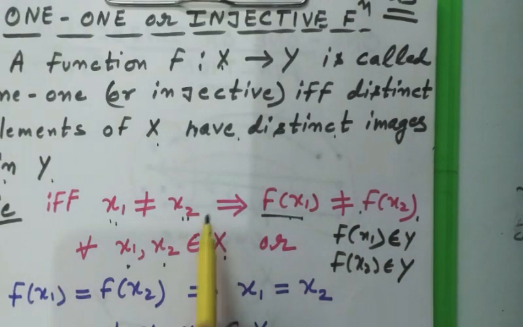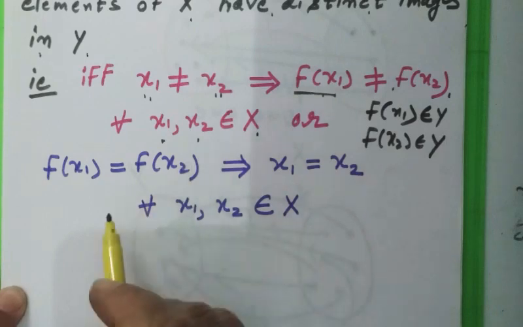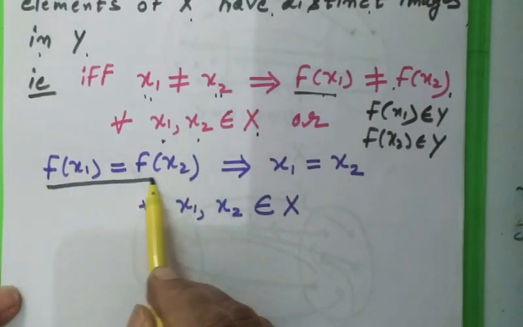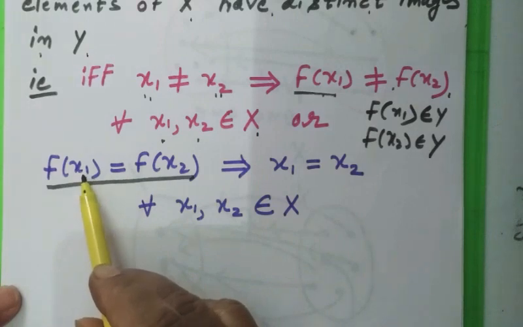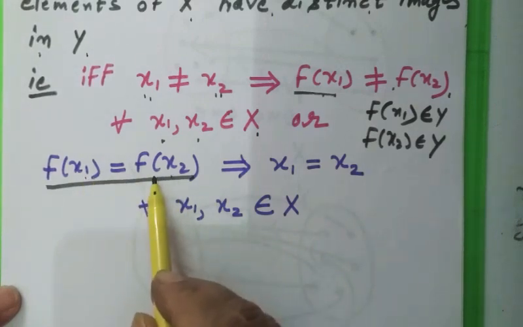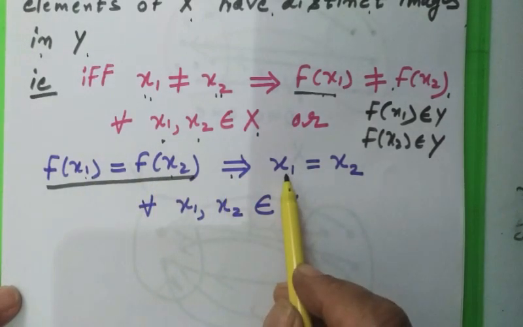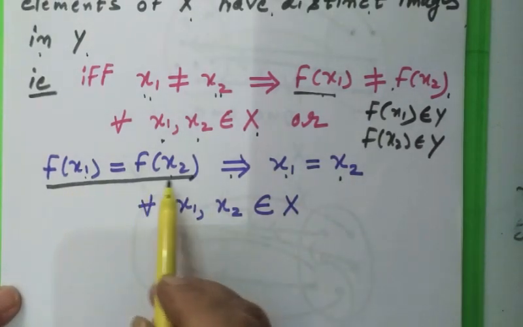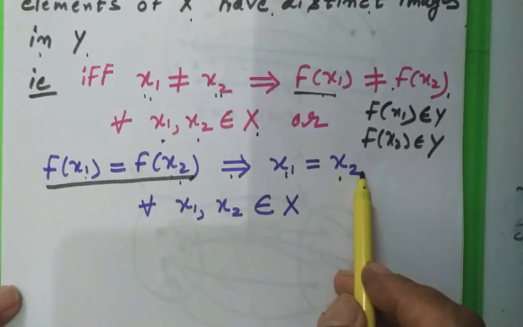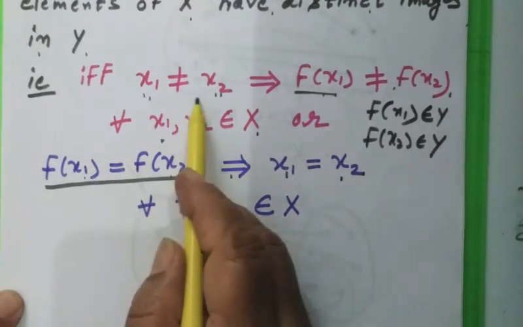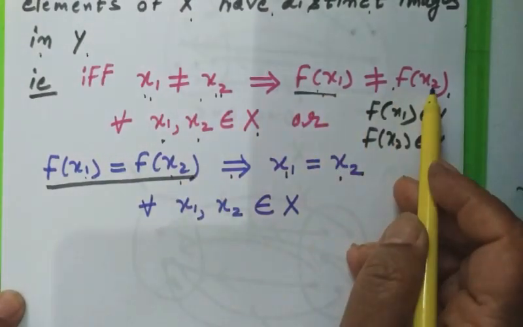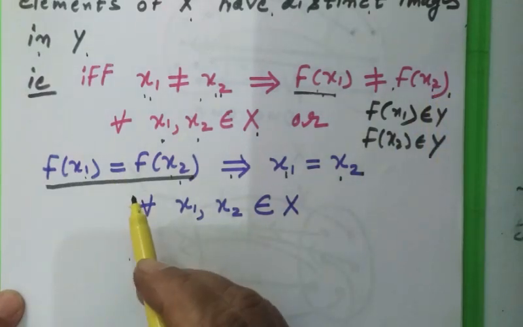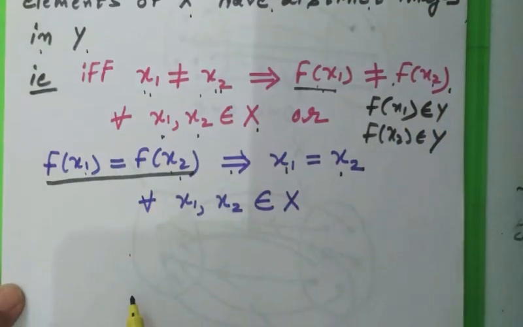This is one way of saying it. The other way of describing the same thing is, if by chance the images of two elements x1 and x2 were the same, then the elements x1 and x2 were also the same. If images are the same, elements are also the same. If elements are different, images are also different. If this happens, then the function is called injective or one-one.